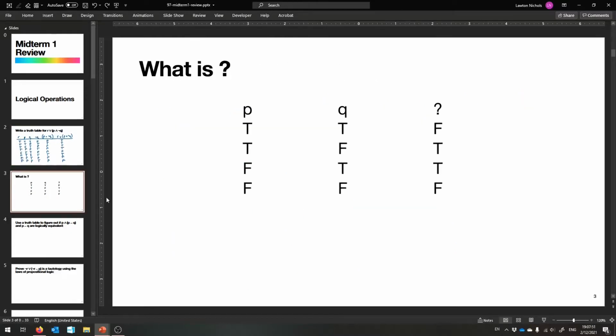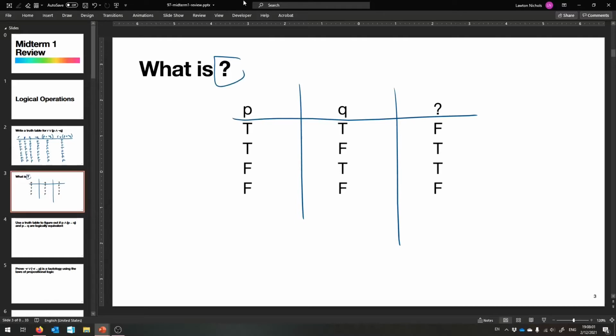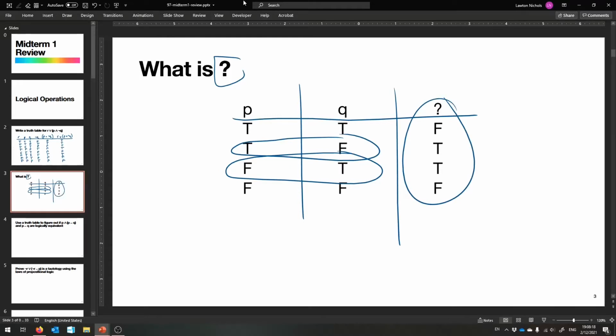Let's go backwards now. So here is a badly drawn truth table. Here's P, Q, and question mark. What is question mark? What should that be? Well, if you remember my secret, you just pick out which of the lines make it true. So okay, it's true when this is true, and it's also true when this is true. So both of those are ways to make the whole thing true. The others make it false.